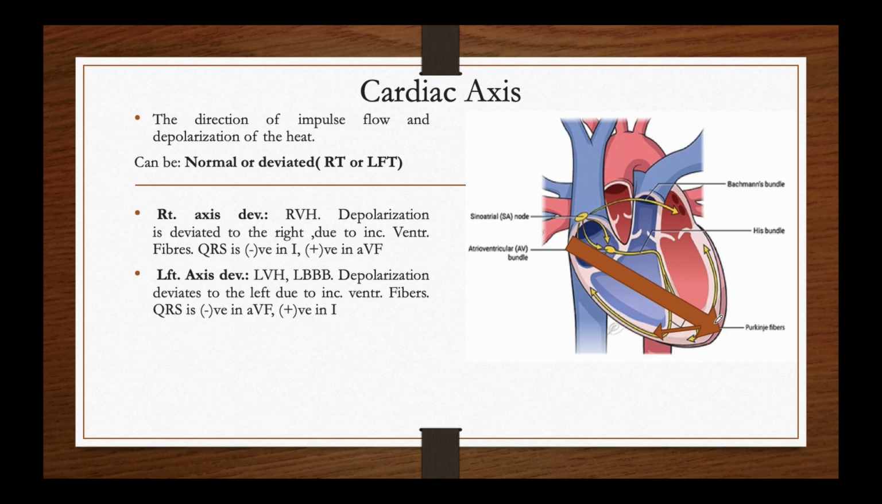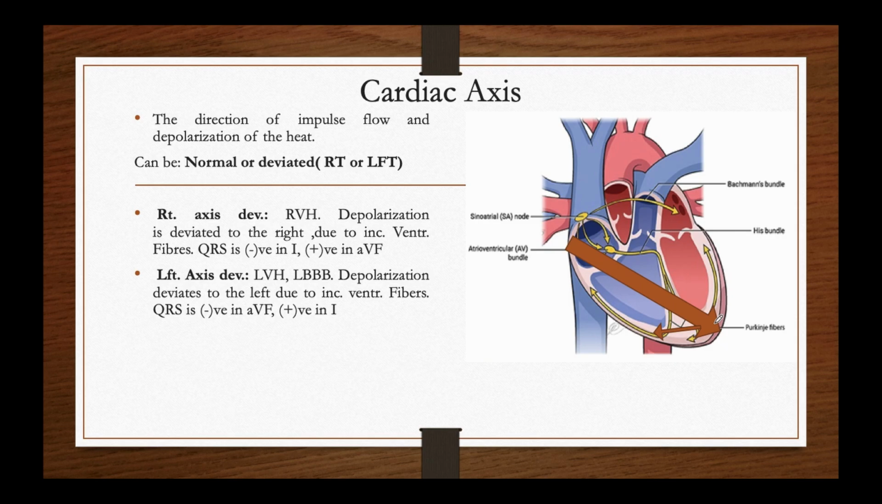Now in left axis deviation, we usually find it when there is delay in impulse conduction, as we find in left bundle branch block, and sometimes also we may find it in left ventricular hypertrophy. So what happens here is that the general direction of depolarization is deviated to the left side of the heart. And so when we look at the QRS complex, we find that there is a negative QRS complex in AVF and a more positive QRS complex in standard lead 1, since more impulses are going towards that direction.